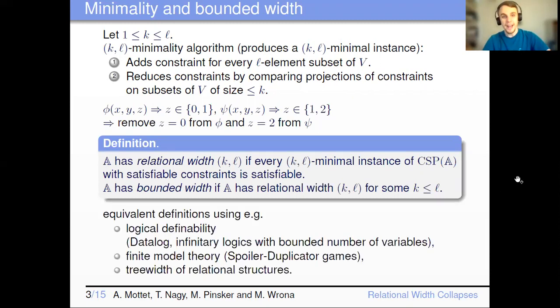What is maybe surprising, there are also different definitions of bounded width using, for example, logical definability, so the logic Datalog or some infinitary logics with bounded number of variables. Then there are also definitions using finite model theory, for example, the spoiler-duplicator games. Or there are also different definitions using the notion of tree width of relational structures.